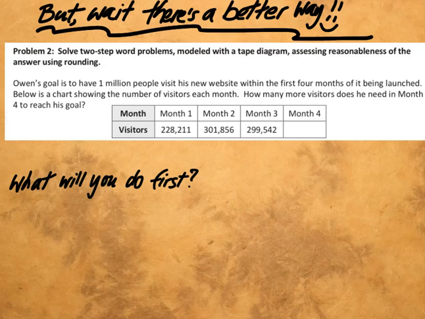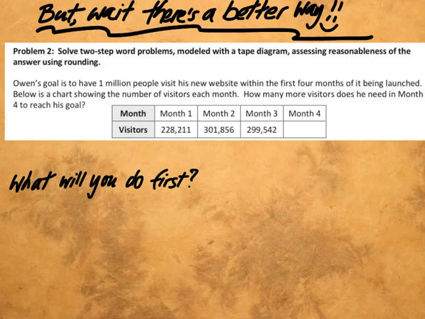Owen's goal is to have 1 million people visit his new website within the first 4 months of it being launched. Below is a chart showing the number of visitors each month. How many more visitors does he need in month 4 to reach his goal?